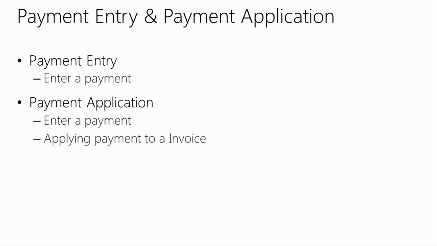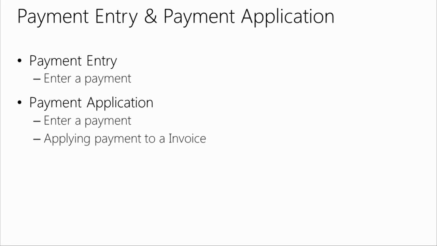Well, there are two ways to do it. There's two screens. One's the payment entry screen, which the only thing you can do in that screen is enter a payment. And the second is the payment application screen, which allows you to enter a payment and also apply it to an invoice at the same time. So let's talk about it. Why would you want to have two different screens?